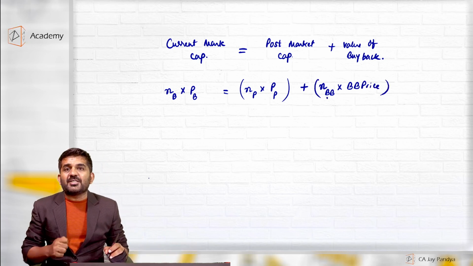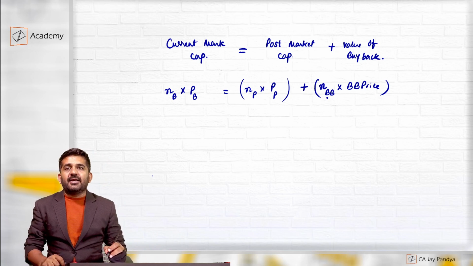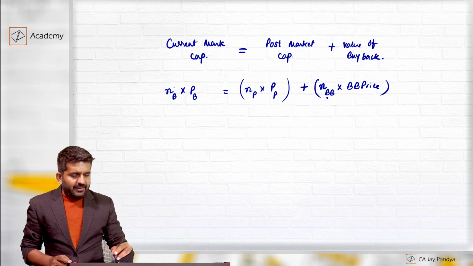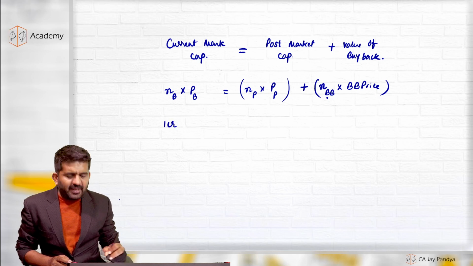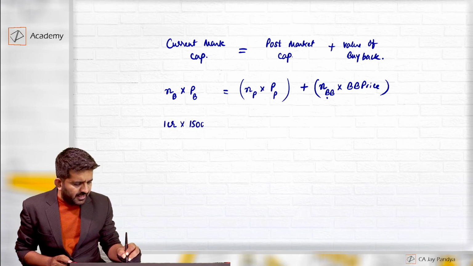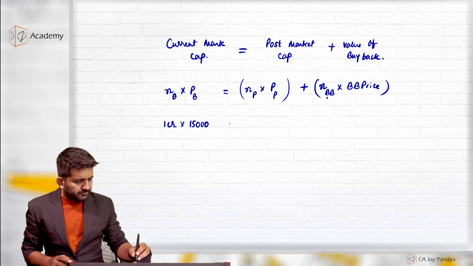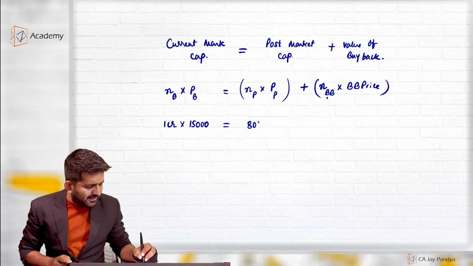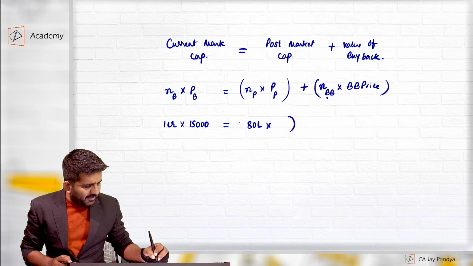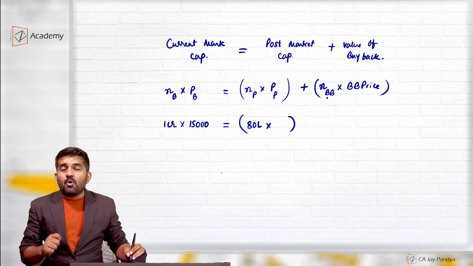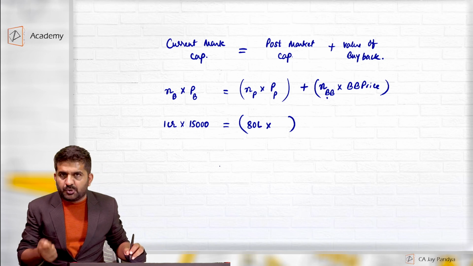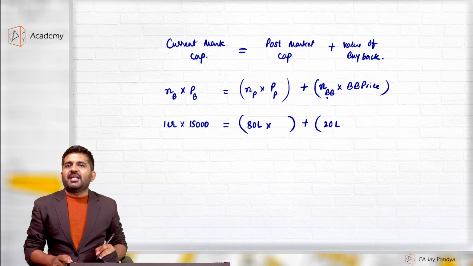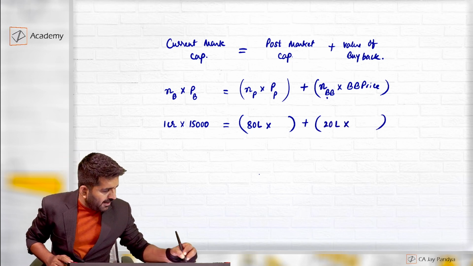So let me also explain you logically, because it is relevant to understand that how we are solving the question is a correct method. Try to understand. Right now, number of shares before buyback is 1 crore and price per share is 15,000. Number of shares post buyback is 80 lakhs multiplied by some price. Right now, post buyback price is also available, which is 10,000. But let me keep it blank. Plus number of shares bought back is 20 lakhs multiplied by buyback price that we don't know.